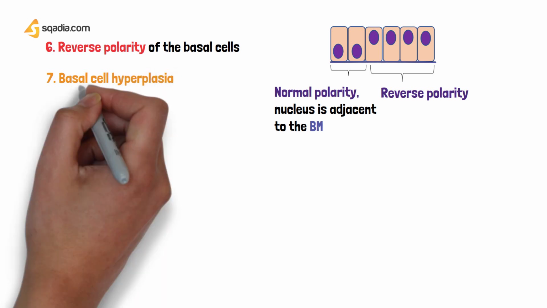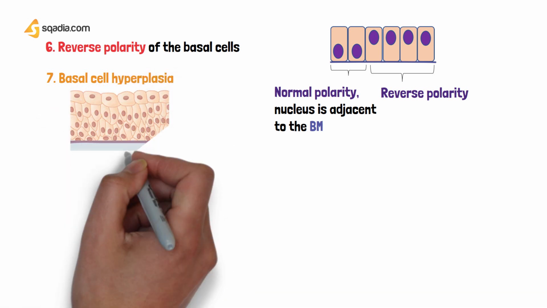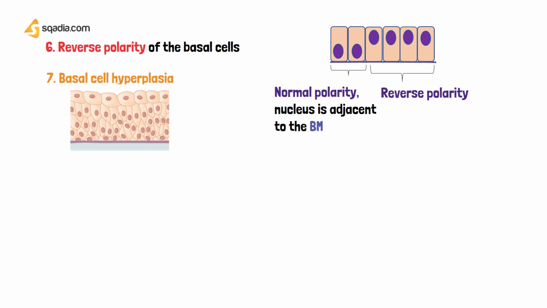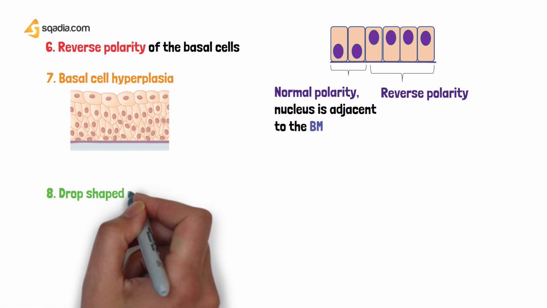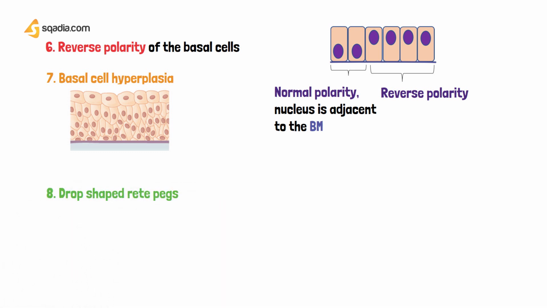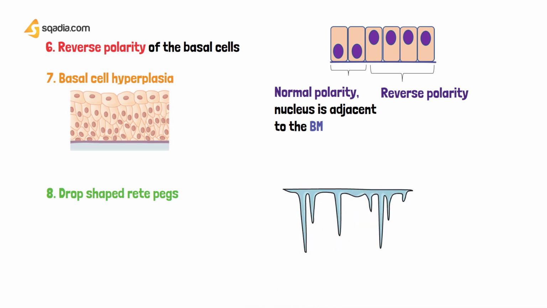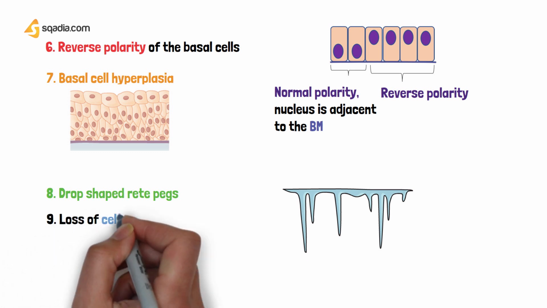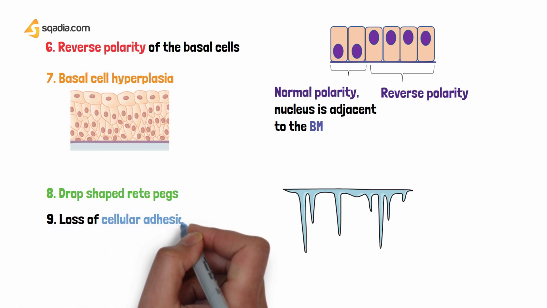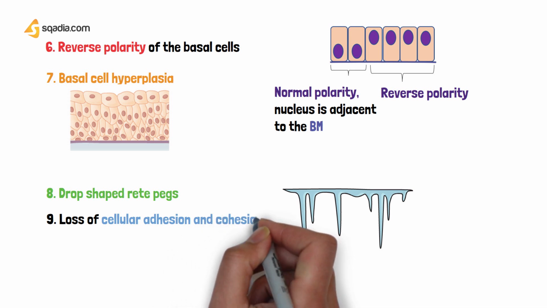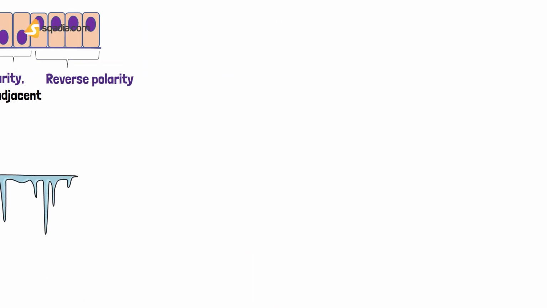Basal cell hyperplasia: the basal layer just next to the basement membrane is going to increase in number. There's going to be the presence of drop-shaped rete pegs. The drop-shaped rete pegs basically show the invasion of the squamous epithelium into the connective tissue. There's also going to be loss of cellular adhesion and cohesion, meaning the cells are going to lose their ability to stick to each other.